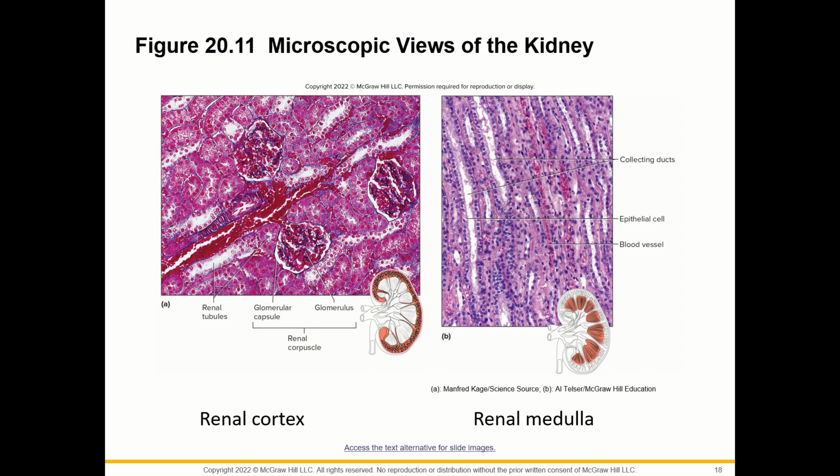Here's some illustrations of the renal cortex versus the renal medulla, and the glomeruli in the renal corpuscle and the collecting ducts in the renal medulla. You may have seen these images before when looking at tissues. The simple squamous epithelium is in the glomerulus, and then there's simple cuboidal epithelium in the collecting ducts.